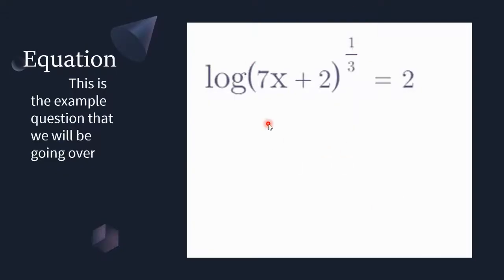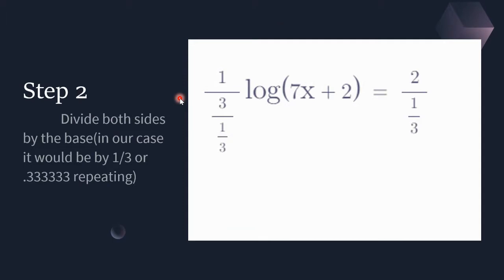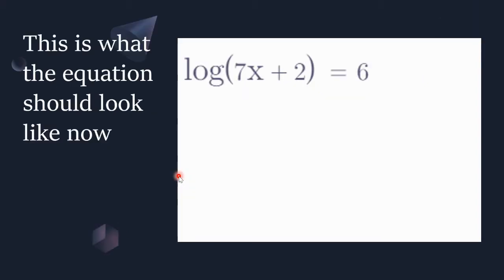So this is the example I have chosen. Log of 7x plus 2, to the power of 1 over 3, equals 2. So let's get started. Step 1, move the power into the base. So as you saw earlier, it was 1 over 3. So we just move that over there. Now, we have to get rid of the 1 over 3 by dividing it on both sides of the equation. I know it looks a bit messy because no one really divides like this, but for simplicity's sake, you can also divide by 0.3333 repeating, and you'll be left with this answer.